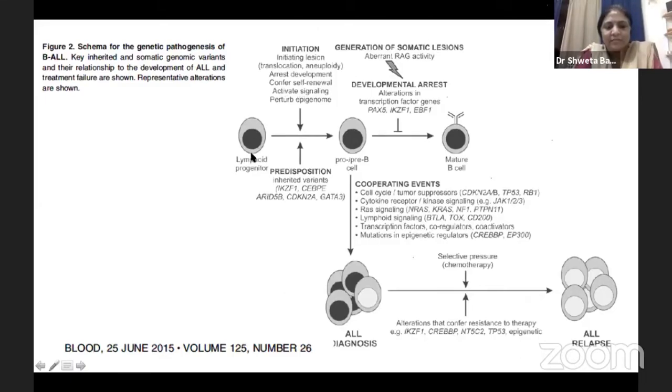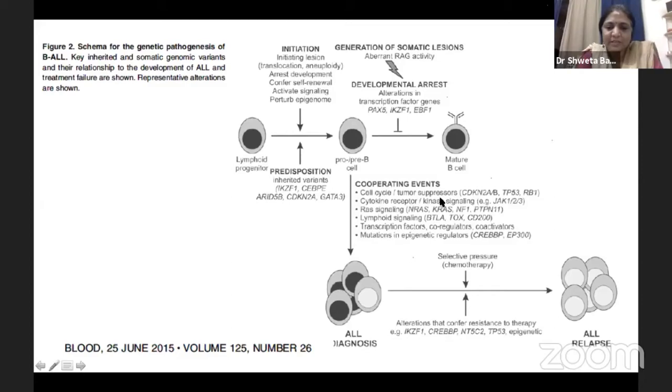So if you see, there is a lymphoid progenitor, and an initiation lesion happens, leading to arrested development, self-renewal, and activating signaling. But the epigenome could be involved, and there could be a predisposition of inherited variants like Ikaros, CDKN2A driver mutations, and GATA3 mutations can be present, leading to a developmental arrest, and hence the mature B cell is not formed.